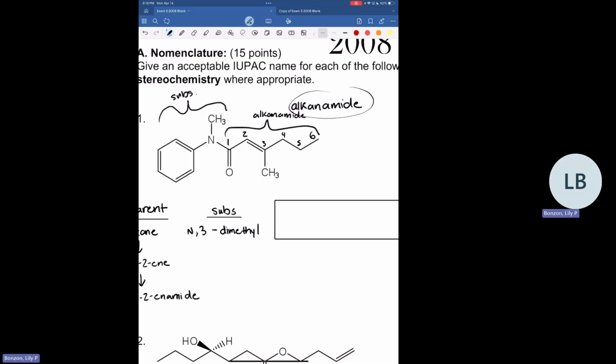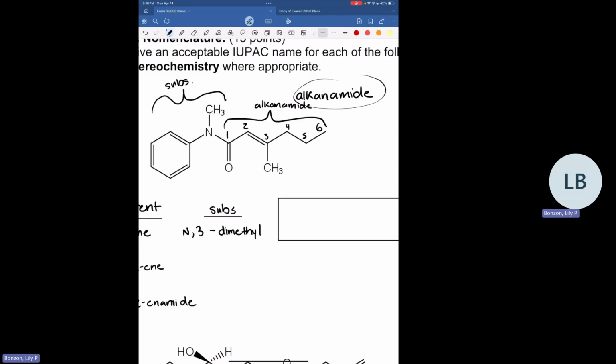I don't know off the top of my head whether N or the number goes first. I've always put N first. That's what sounds right to me. I've always done N first, so maybe it got ingrained in my mind just to do that.